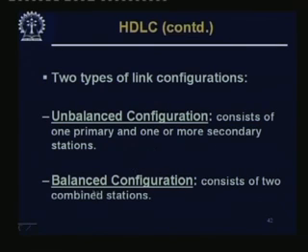A balanced configuration consists of 2 combined stations. That means a combined station, if you remember, is the station which can act both as a primary station as well as a secondary station. So in a balanced link, on both sides we have combined stations. Both of them can act as primary as well as secondary.